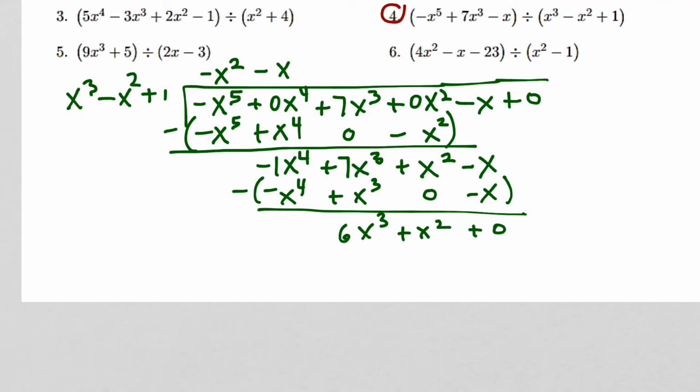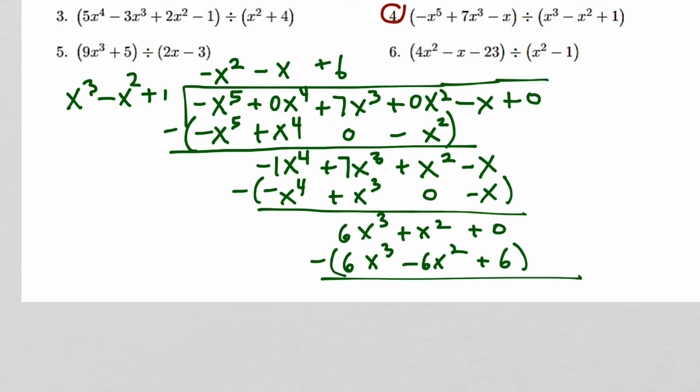So what do we need to multiply x^3 by to get 6x^3? So that would be 6. So we have 6 times x^3 is 6x^3, just like we want. 6 times negative x squared is negative 6x squared in the x squared column. 6 times 1 is 6. Now we subtract.